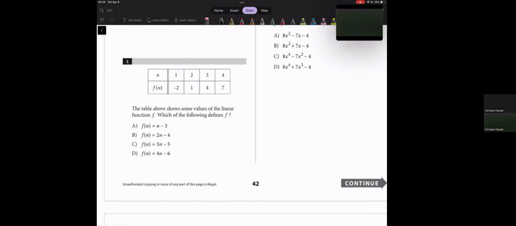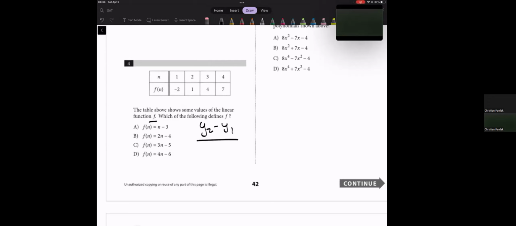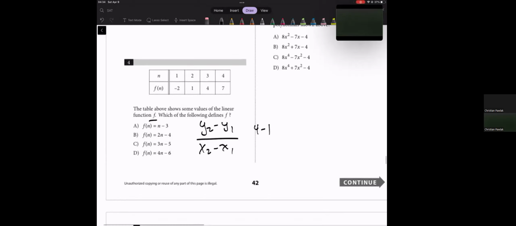All right. The table above shows values of a linear function f. Which of the following defines f? If it's a line, you know there's a slope. How do I find slope? Remember, it's y2 minus y1 over x2 minus x1. So what am I going to do? I'm going to do 4 minus 1 over 3 minus 2. I just picked any 2 points. I picked the middle 2 points because I didn't see a negative. And that gives me 3 over 1. So I know we have a slope of 3. Which of these answers has a slope of 3? There's only one of them. So the answer has to be C.